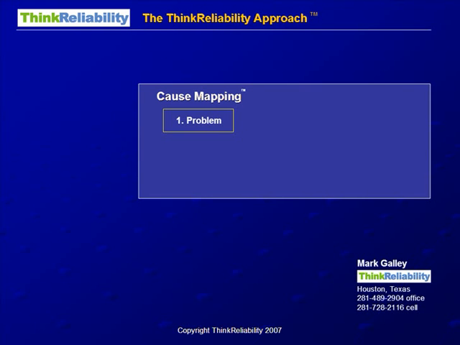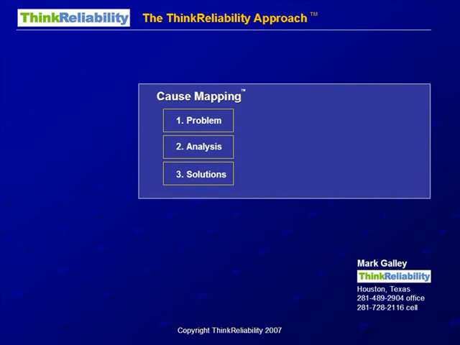The overall cause mapping approach for investigating an issue clearly starts with step 1, defining the problem. Step 2 is a thorough analysis where we break the problem down into parts. And step 3 is solutions, where we identify specific actions we're going to take to prevent the incident from occurring.